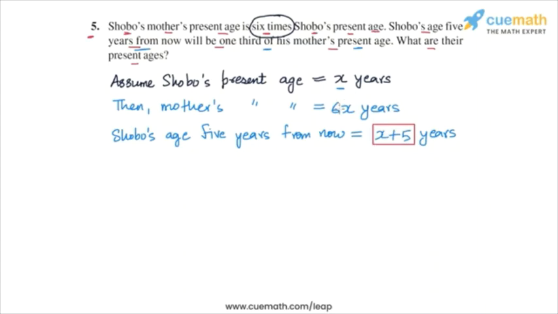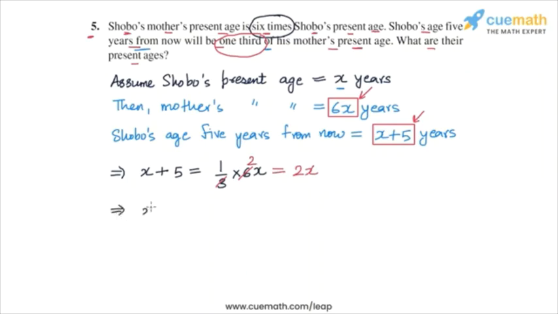Alright, so Shobo's age 5 years from now is x plus 5 years, and Shobo's mother's present age is 6x years, and we are told that Shobo's age 5 years from now is 1/3 of his mother's present age. So x plus 5 must be 1/3 of 6x, and this is how we get an equation in x. 1/3 of 6x is basically 6 by 3 is 2, so 1/3 of 6x is 2x. So the equation we get is x plus 5 equal to 2x.